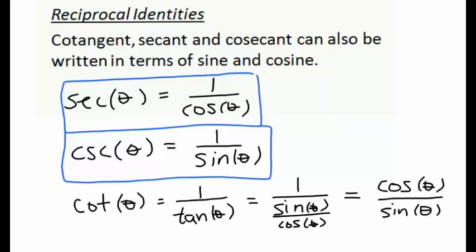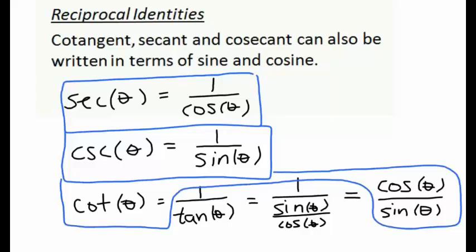For the cotan function, we have to do a little bit of extra work. We know that cotan is 1 over tan. We saw on the last slide that we can take tan of theta and replace this with sine theta over cosine theta. And we flip our fraction and multiply to get the final result that cotan can be expressed as cosine of theta divided by sine of theta. So these are our three reciprocal identities that we're going to keep in our back pocket in case we need to use them in the future.